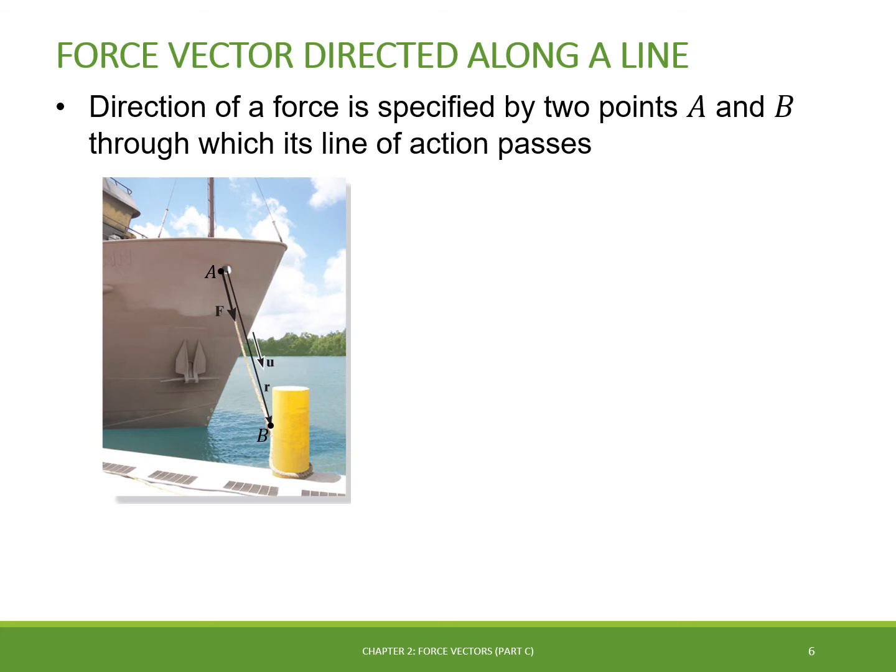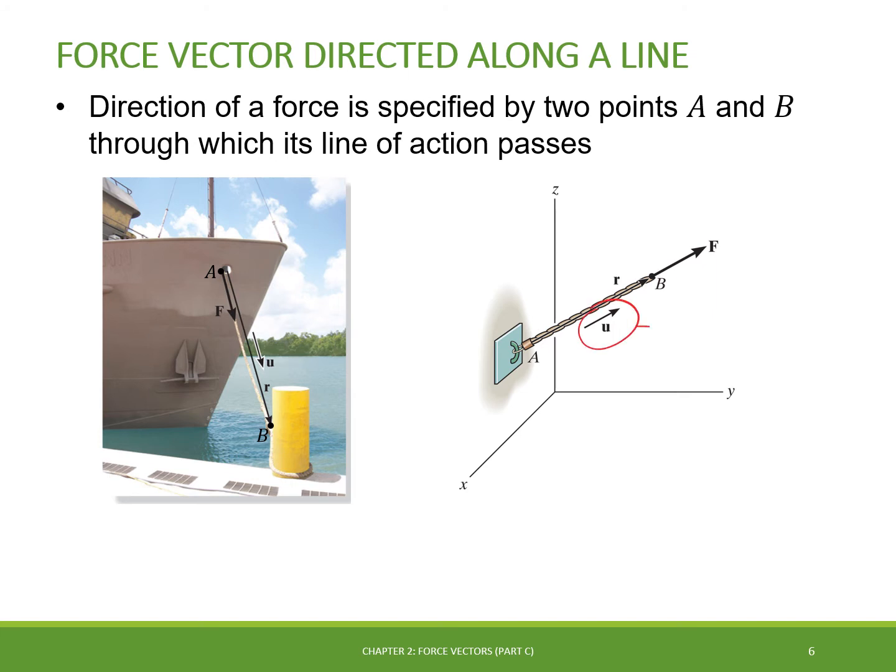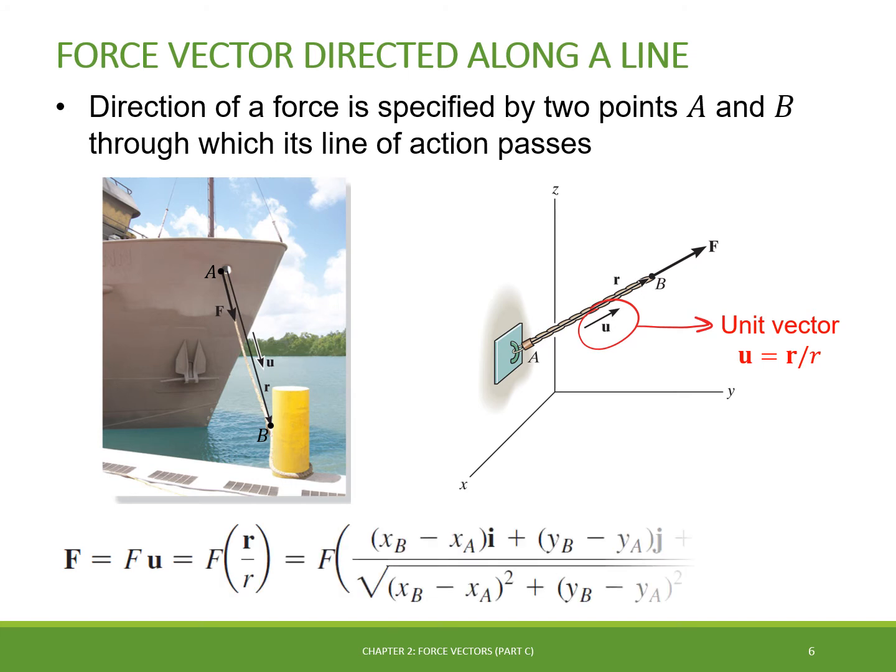This situation can be further explained in this other figure, in which the x, y, and z Cartesian axes are established along with the unit vector u that defines the direction of both the rope and the line of action of the force. Then, the Cartesian vector notation of F is defined as the product between the force magnitude and the unit vector u, which is written in terms of the Cartesian notation of the position vector and its magnitude.